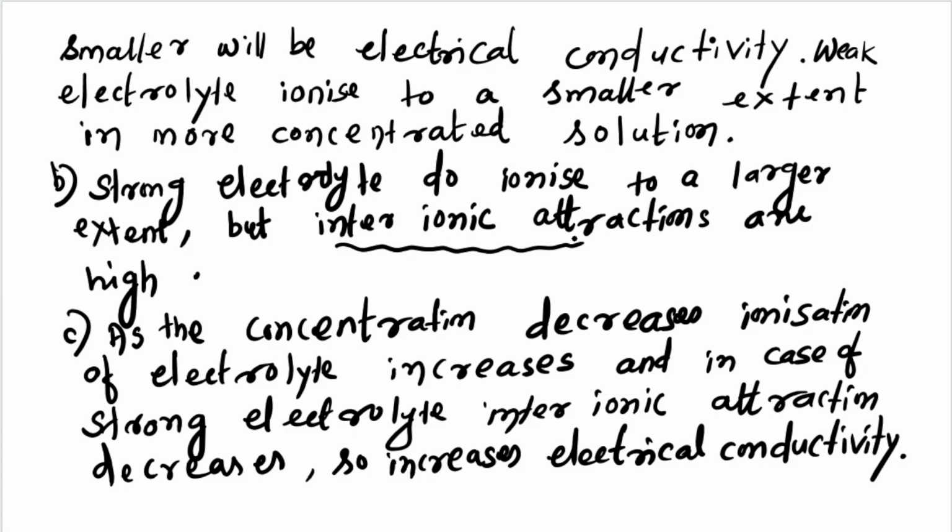Now the second one: if the concentration decreases, then what happens? Ionization of the electrolyte increases, and the interionic distance becomes very far away. That means if the concentration decreases, ionization increases, and in the case of a strong electrolyte, interionic attraction decreases, so electrical conductivity increases.